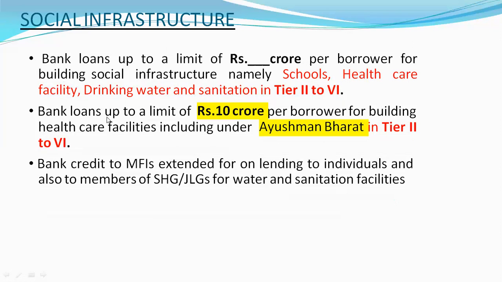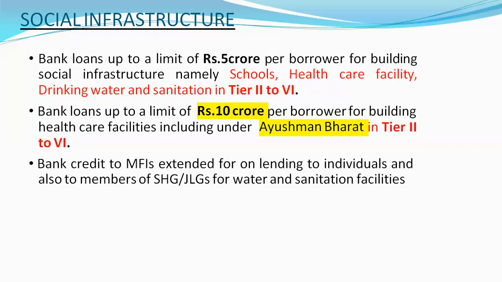Okay, bank loans up to a limit of rupees 10 crore per borrower for building healthcare facility including under Ayushman Bharat. So friends, whatever is building healthcare, in that 10 crore is there. But here you have to tell what is the limit for healthcare facility, drinking water and sanitation. Let's see. Right answer. Correct answer is 5 crore per borrower. Okay, so this is 5 crore per borrower.